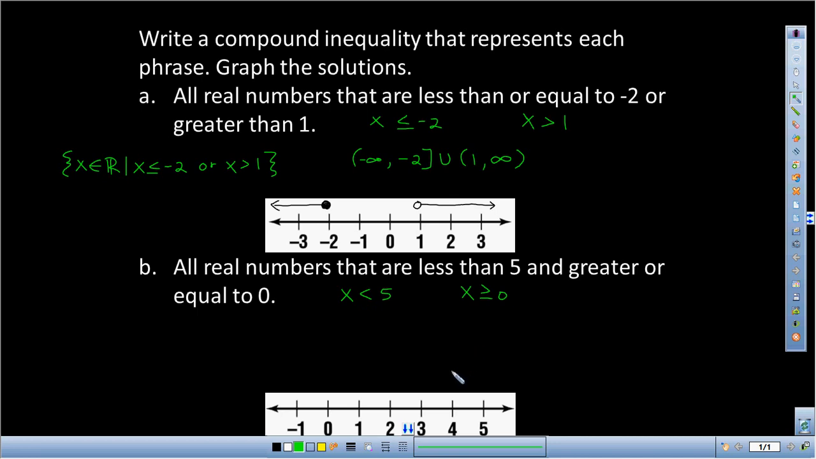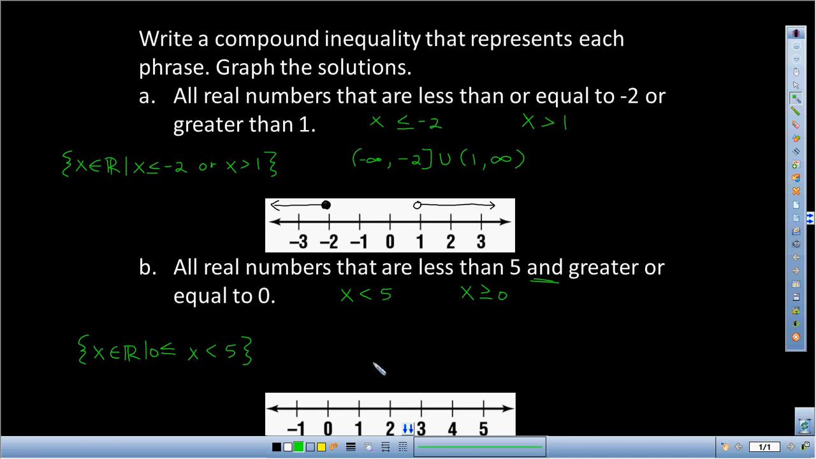So to write that compound inequality in set builder notation, we would say that the solution is any x that's an element of the real numbers, such that, now in this case, because this is an AND compound inequality, I'm going to put the variable in the middle. We're going to say that x is less than 5 and it's greater than or equal to 0. So there we have our set builder notation.